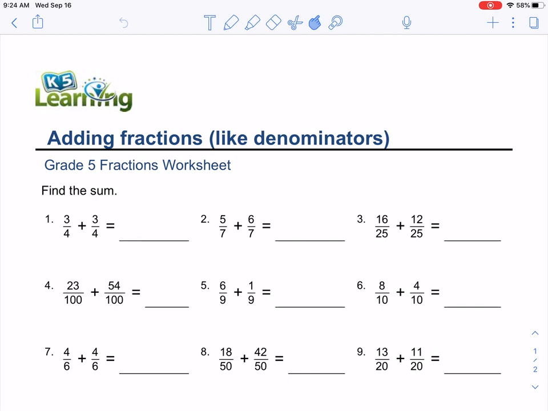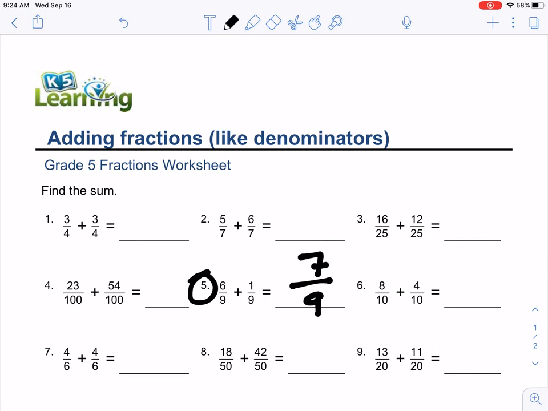So the first problem we're going to look at is number 5. You've got 6/9 plus 1/9. The first thing you do, if the denominators are like, is you just write that number down. So you put 9 on the bottom, and then on the top you just add them up, doing whatever the operation is between the fractions. So you have 6 plus 1, and that is 7.